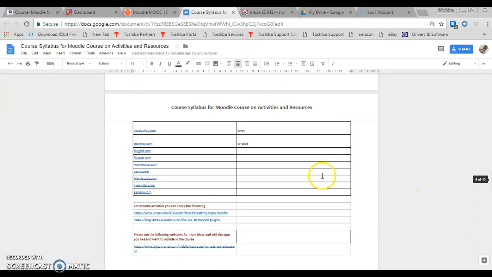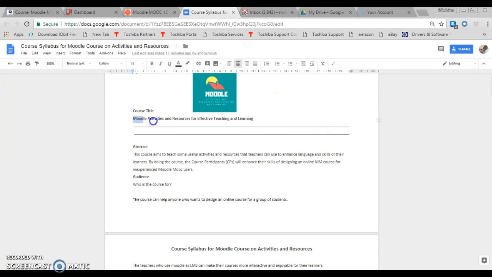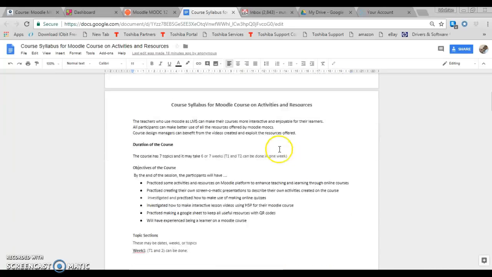So the title is this. It means that we have to make a course on activities and resources on Moodle. The course title is this: Moodle Activities and Resources for Effective Teaching and Learning. This is the abstract, and the audience will be anyone who wants to design an online course for a group of students.